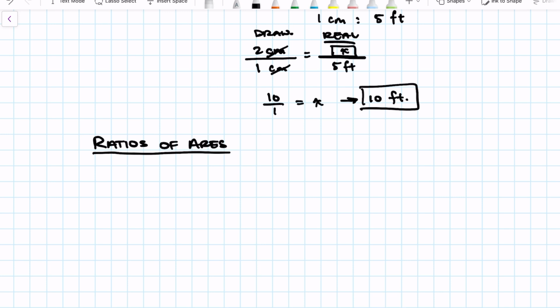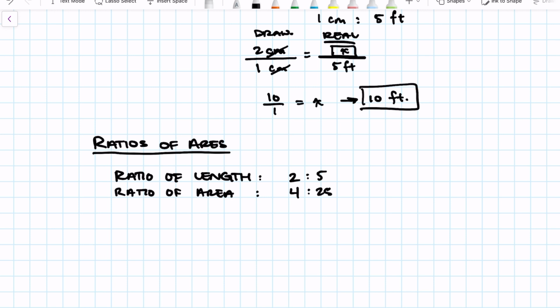So the ratios of areas. If the ratio of a length is, let's say, 2 to 5, then whenever you're looking for the ratio of an area, you need to remember that this scale has to be squared. So it would be 4 to 25.